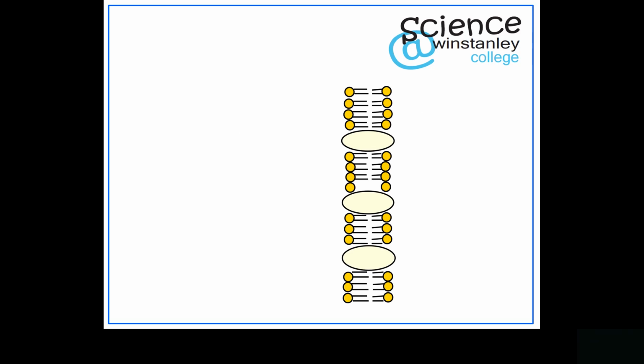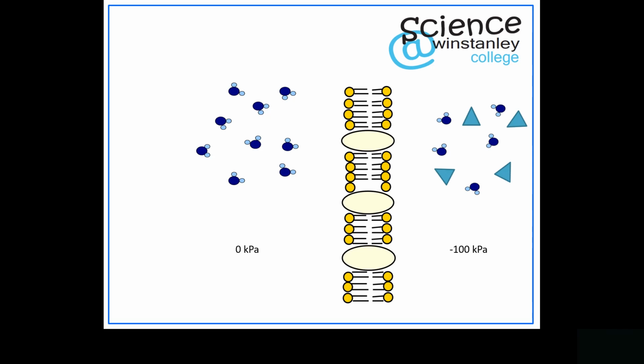So again, what I have here is the same membrane. And on one side, I'm going to put lots and lots of water. So a very, very high water potential, virtually pure water, so 0 kilopascals. And on the other side, I have some water, but I've also put extra things in that solution. So the little blue triangles are meant to represent something that's dissolved in the water. So it may be sugar, it may be salt.